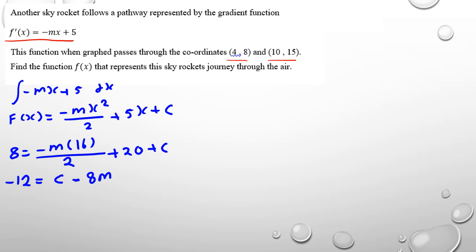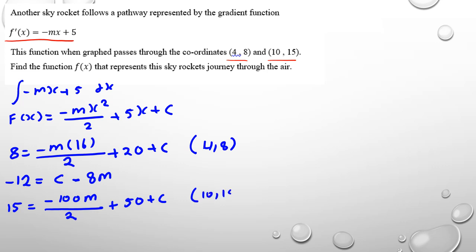And I will do the same. That's when I've substituted for 8. Now I will substitute 10, 15. So it's 15 equals negative 100m, because 10 squared is 100, over 2 plus 5 times 10 is 50, plus c. That's 10, 15. And now rearrange exactly the same way.